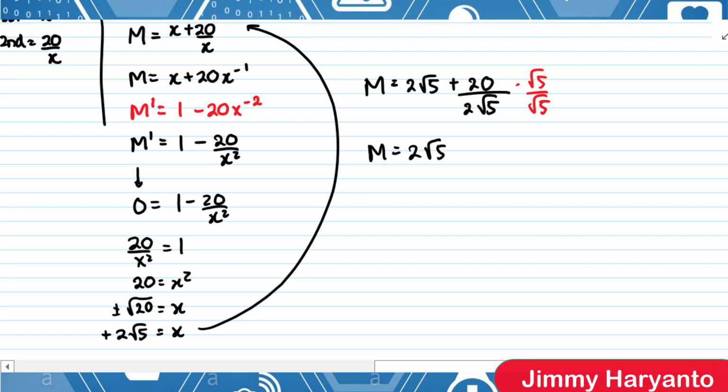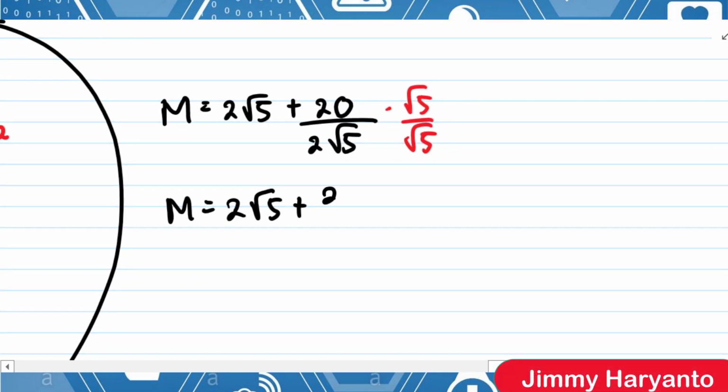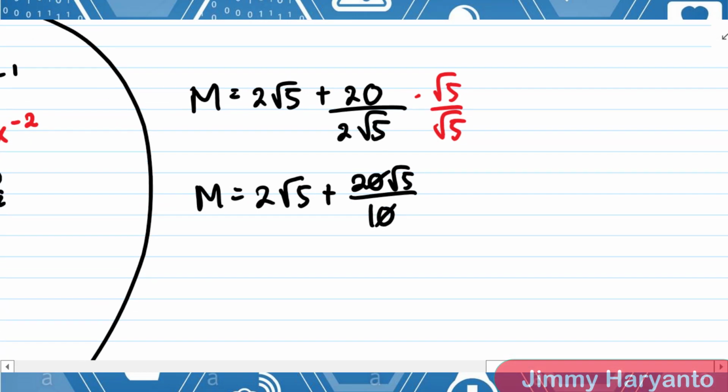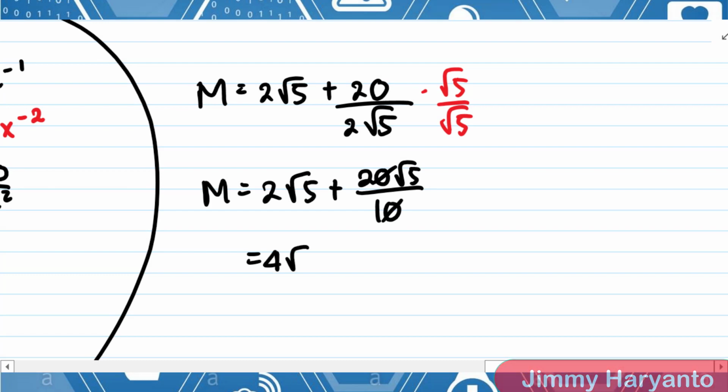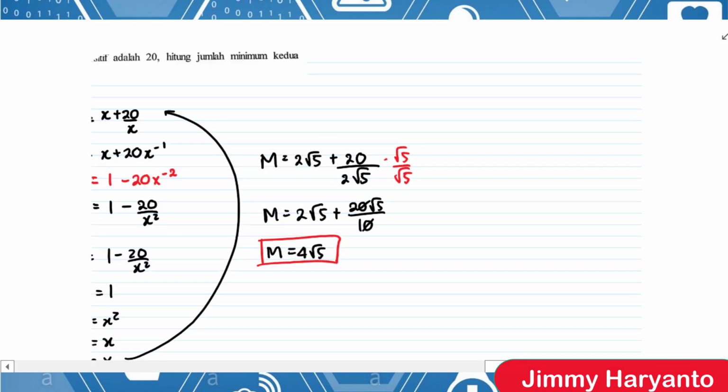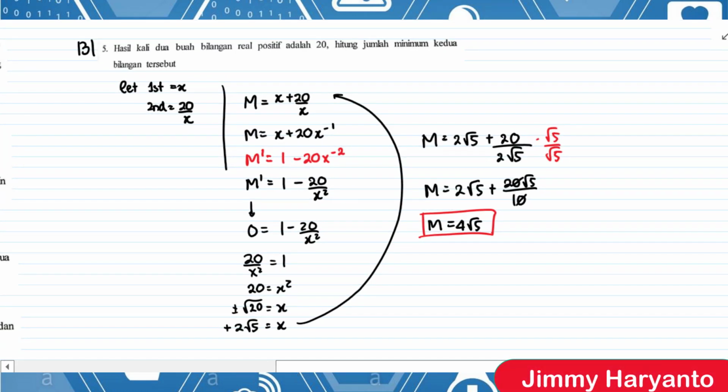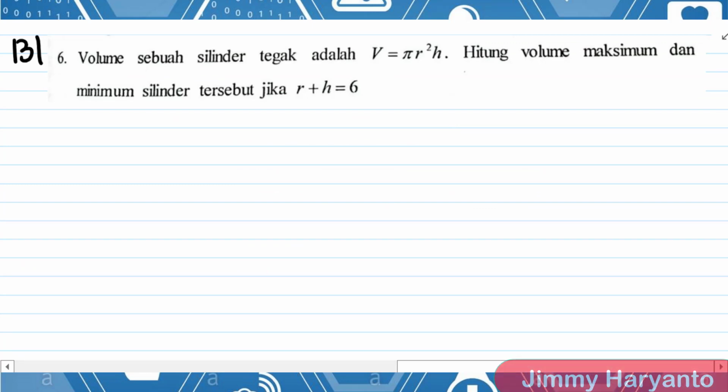So you'll have 2 square root of 5 plus 20 square root of 5 over 2 times 5 is 10. You can cross out like that. So the addition, the maximum addition will be 4 square root of 5. Okay, that is for number 5. Next is number 6. For number 6, the volume of a cylinder is V equals to pi r square h. Find the maximum volume and minimum. Wait, what? Find the maximum and minimum volume.